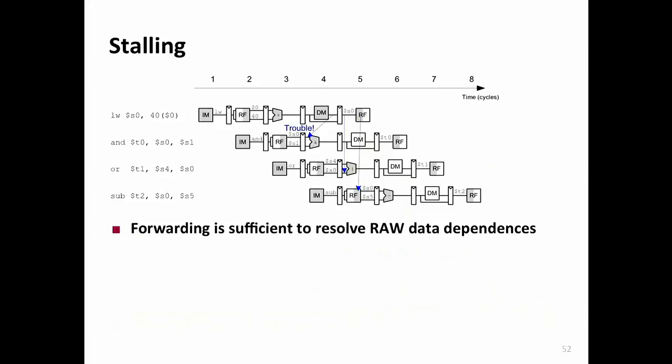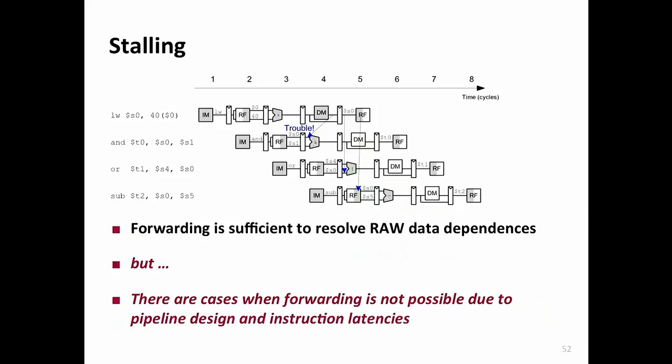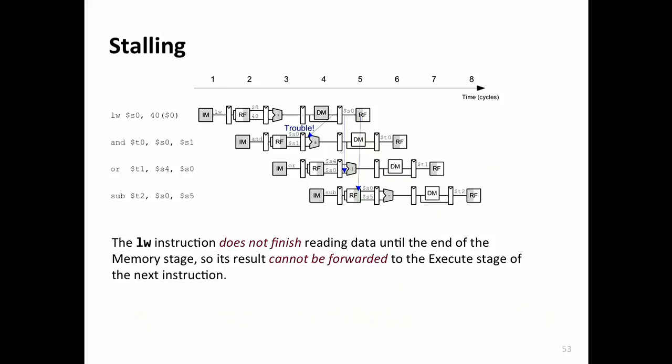So stalling, as we've discussed. Let's assume that we have data forwarding. Can we eliminate all of the data dependencies that way by forwarding? Unfortunately not. Forwarding is not always sufficient because there are cases when forwarding is not possible due to pipeline design and instruction latencies, even in this really, really simple pipeline. So that trouble over there indicates that you're executing a load instruction. The load instruction has its value produced right at this point. Now this AND instruction needs that value right away.